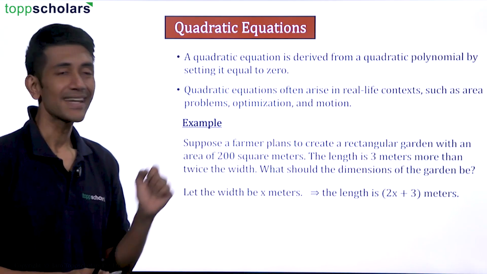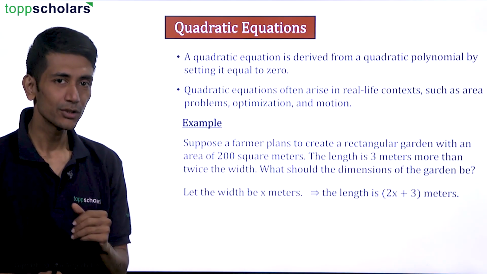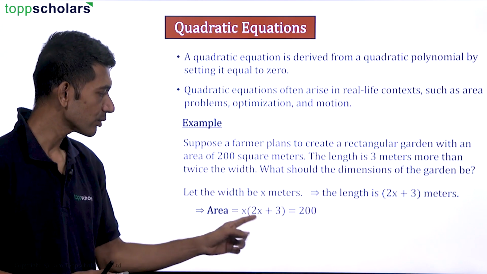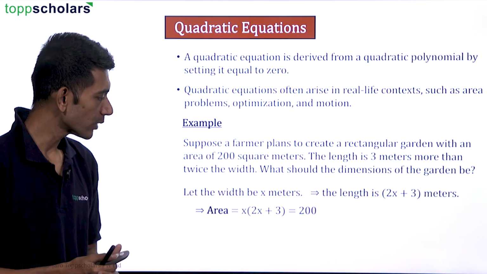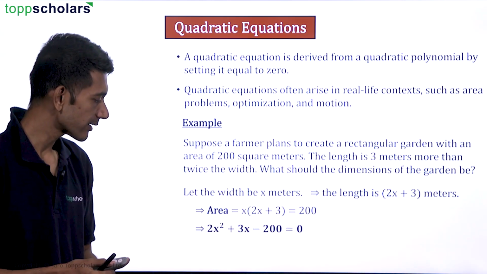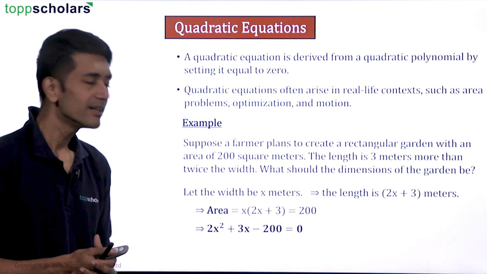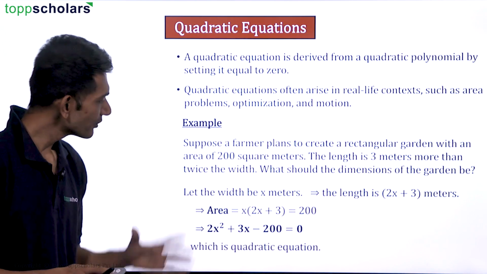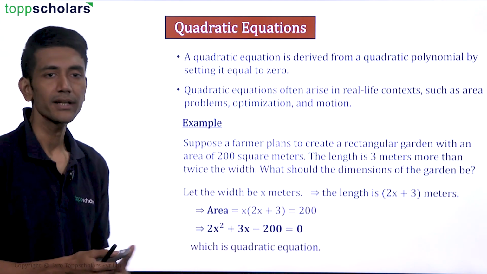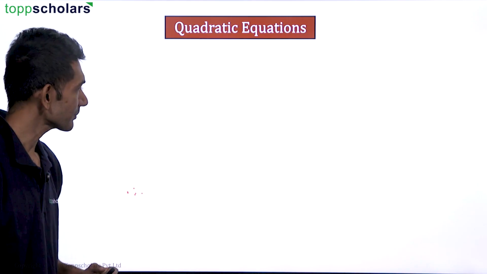Now, how do we find the area of a rectangle? The area of a rectangle is given by length into breadth. So area is x into (2x plus 3), which is equal to 200. Once you solve this, you get 2x square plus 3x is equal to 200, and 2x square plus 3x minus 200 is equal to 0 is the required quadratic equation. This is just an example of real life where we use quadratic equations to find the roots or the solution. Simple. Let's continue.